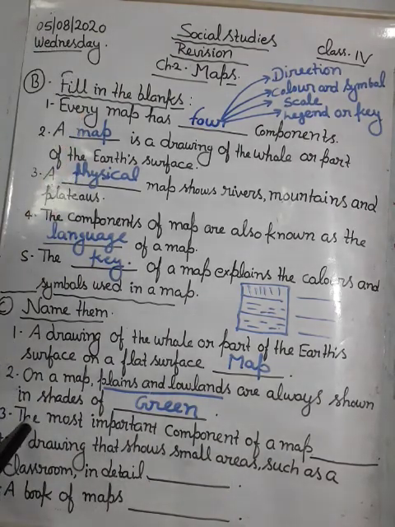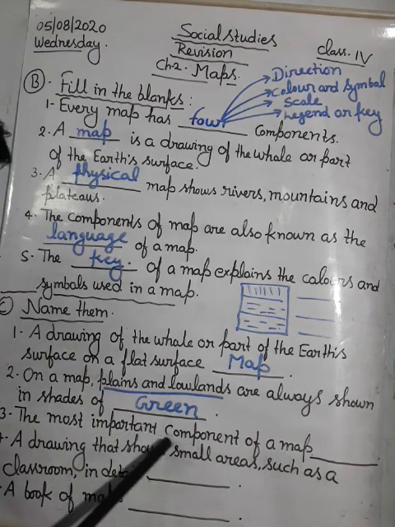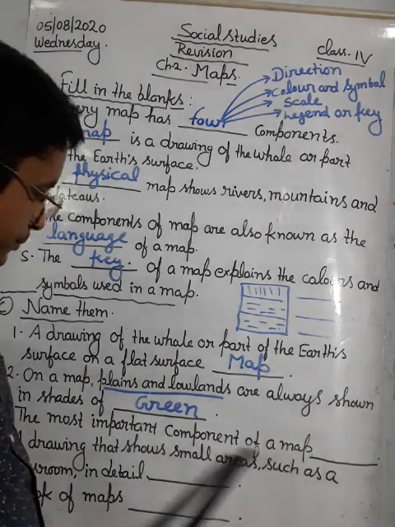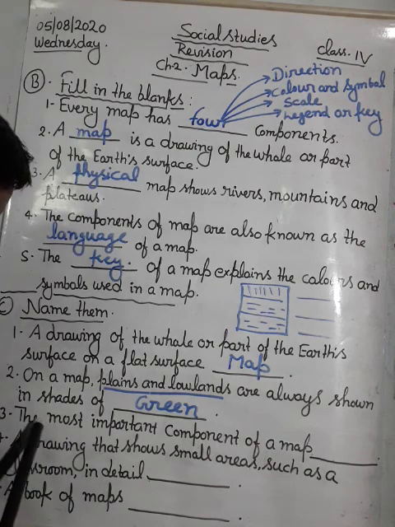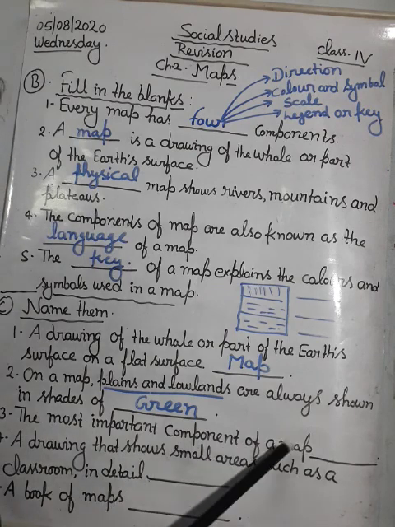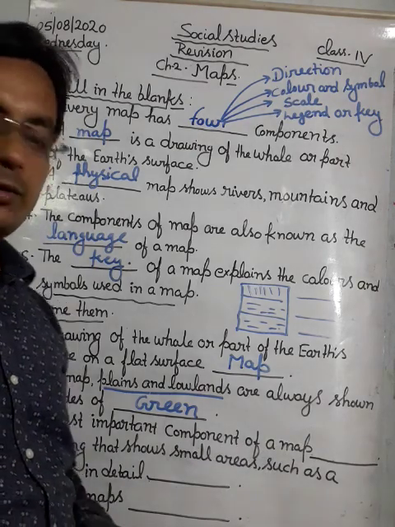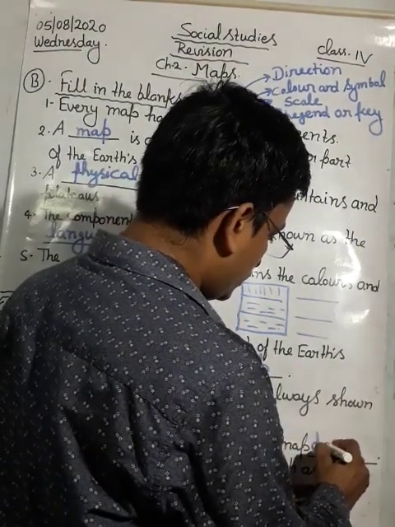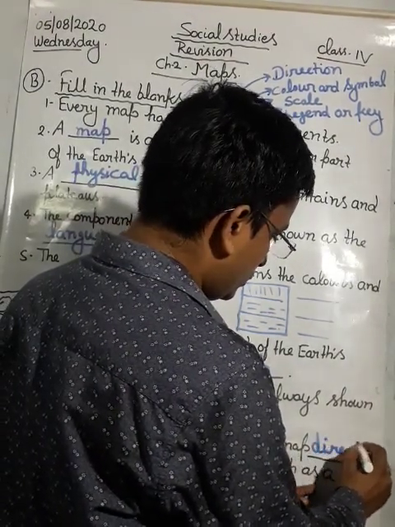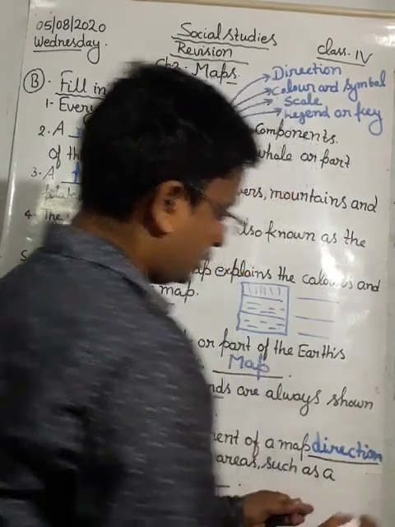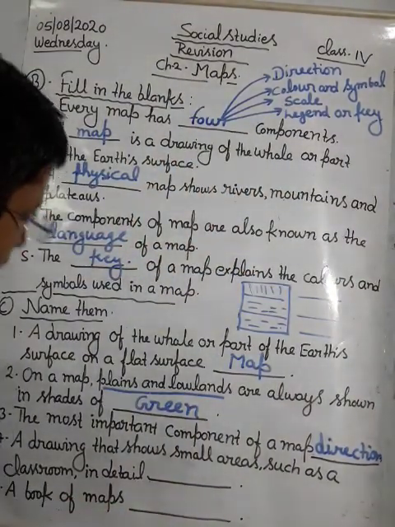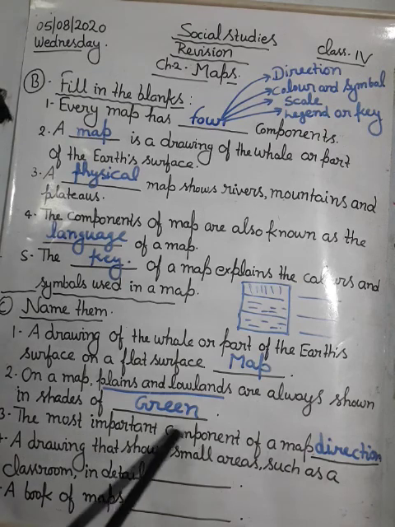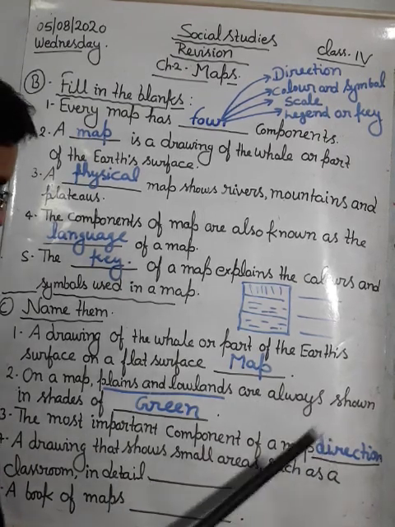And next one is, the dash, the most important component of a map. Direction. Yes, students, direction is the most important component of a map.